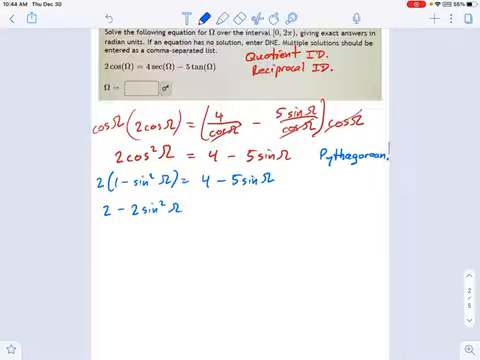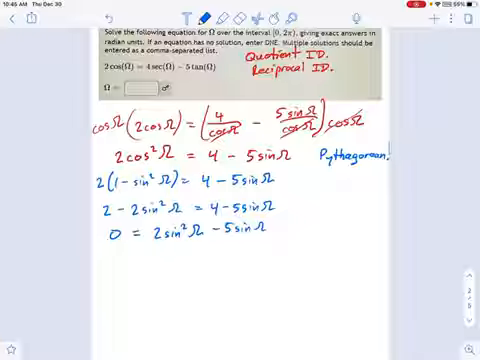So 2 minus 2 sine squared equals 4 minus 5 sine. And now we get everything over onto one side. I would like 0 on a side and a positive squared term on the other side. So that's how I know which side to work on. I get 2 sine squared on the right minus 5 sine omega. And it looks like after I subtract 2 over, I get plus 2.